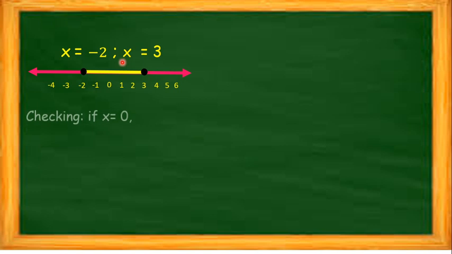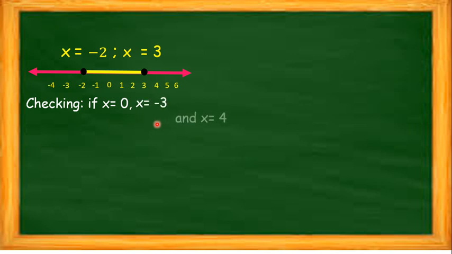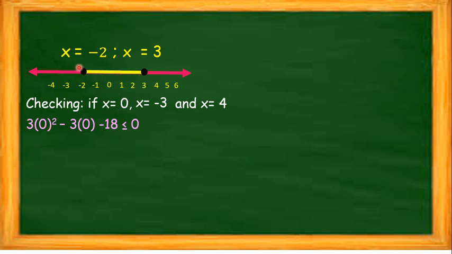let's choose the point x is 0. X is between negative 2 and 3. So let's check if the answer is true. Substituting into the original equation, we have 3 times 0, the 0 here, which is found between. So we have negative 18, because 0 times 3 is 0, 0 times 3 is also 0, so we get negative 18, less than or equal to 0, therefore it is true.